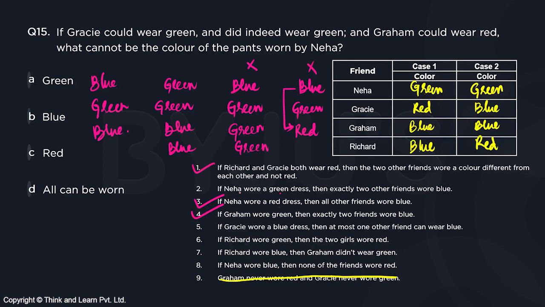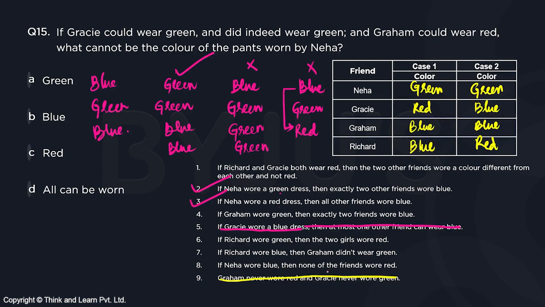Let's see. Neha wears green, exactly two other friends wear blue. Richard wears blue, then Graham didn't wear green. Richard doesn't wear green. Gracie wore a blue dress? Gracie is not going to wear a blue dress. If Neha wore blue, she is not. So this is an acceptable sequence. Let's look at the next sequence where we can have blue, green, blue. Gracie is not going to wear a blue dress, so eliminate this one too. Next, Neha wears blue; those two are gone.